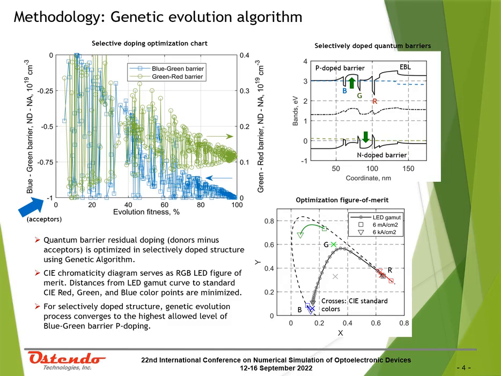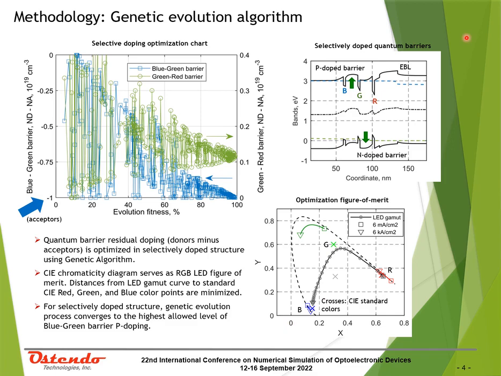In our first example, we consider a selectively doped LED structure without intermediate carrier blocking layers. Only two parameters are optimized in this example. Those parameters are residual doping levels, donors minus acceptors, for two quantum barriers, one between blue-green and second between green and red emitting quantum wells. Optimization parameters are varied within some predefined ranges of values. The CIE chromaticity diagram is chosen as the RGB LED figure of merit. Distances from the LED gamut curve to standard red, green, and blue color points are minimized.